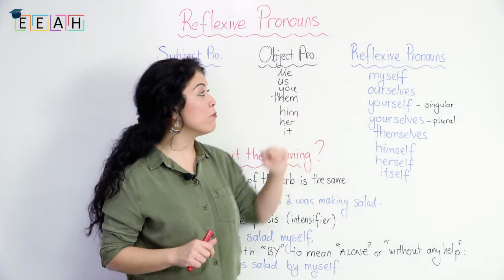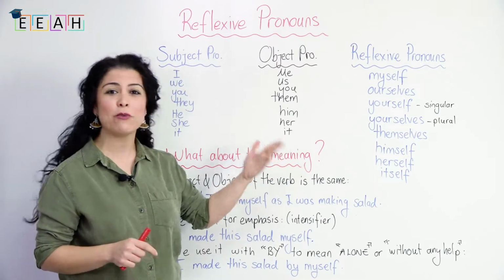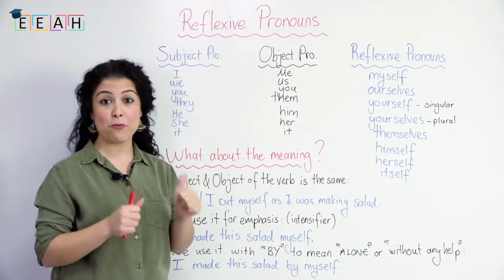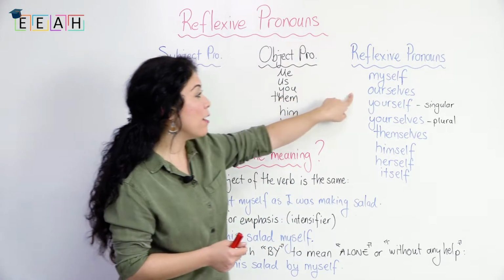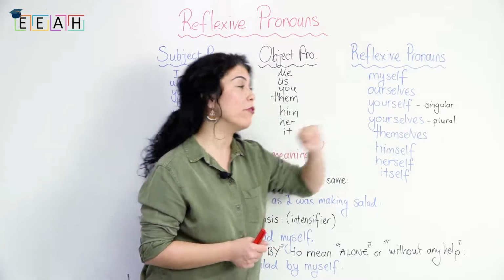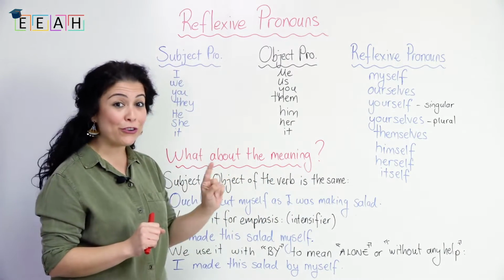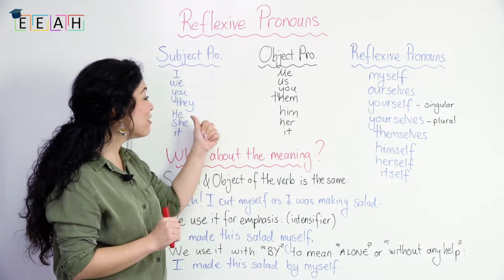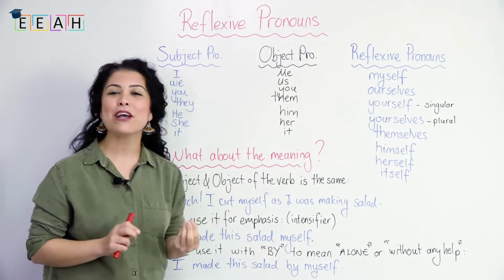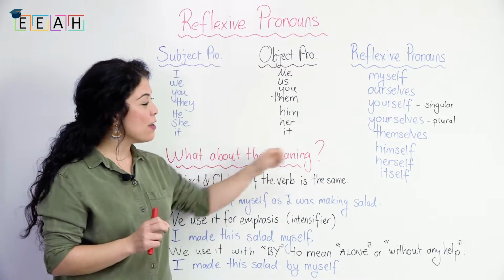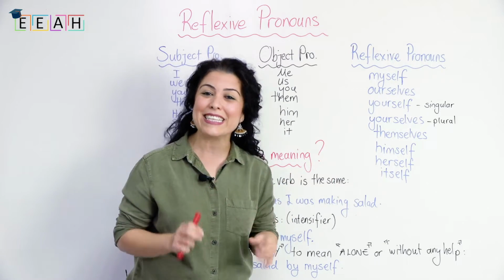We can look at reflexive pronouns in two groups, singular ones and plural ones, right? So let's start with the singular ones. I, subject pronoun, becomes myself, right? And we becomes ourselves, which is a plural form. And you, if it's singular, yourself. If it's plural, yourselves. And the next one, they becomes themselves. And he becomes himself, she becomes herself, and it becomes itself.